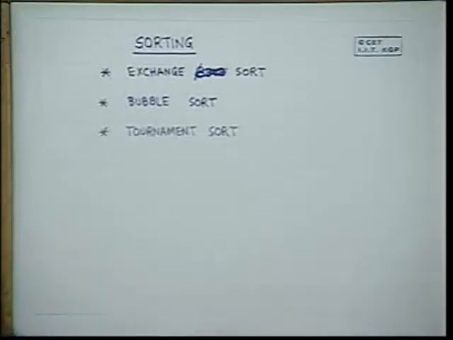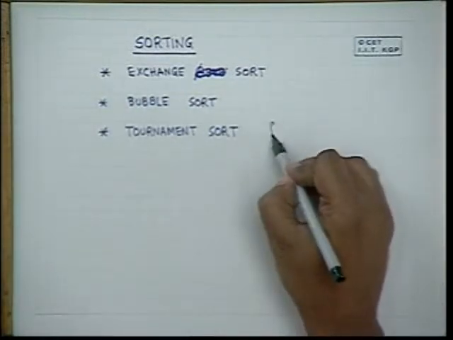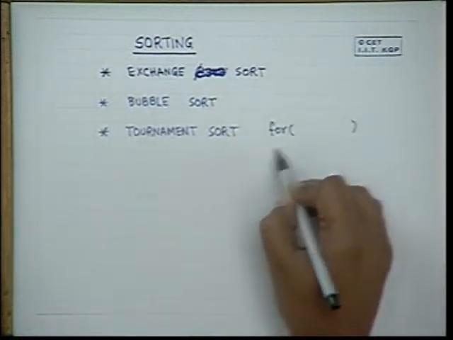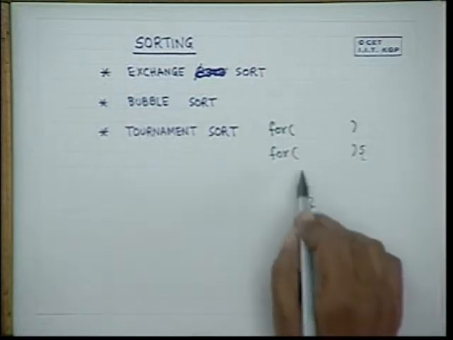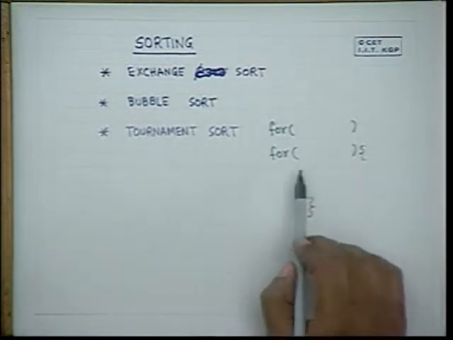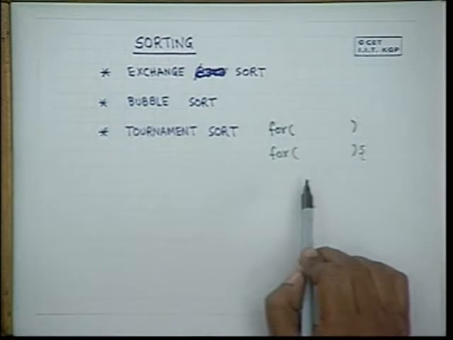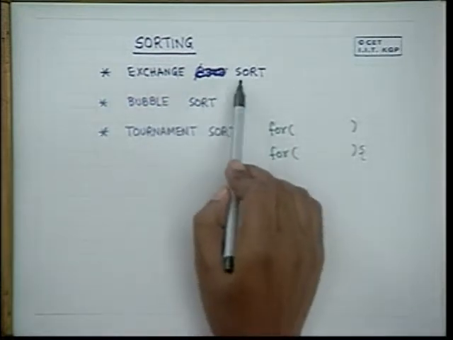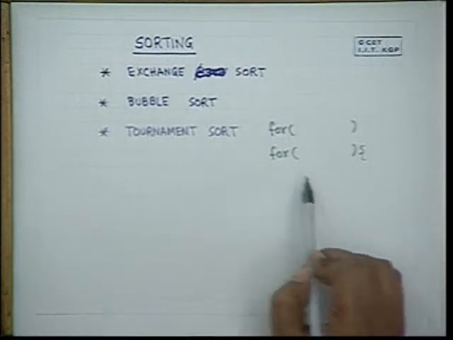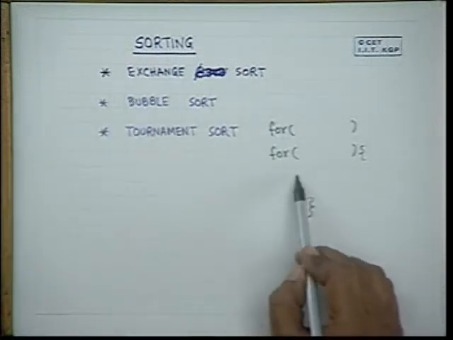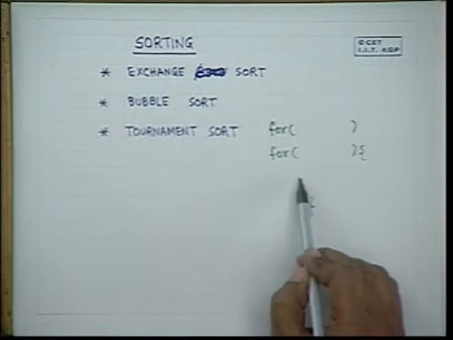And in the first 2 sorting routines, if you recollect the algorithm, there were 2 loops, and inside these 2 loops you did something. You compared 2 elements and you did an exchange. In exchange sort, you compared the ith element with the jth element, and in bubble sort you compare the ith and the i plus 1th element, and you exchange.